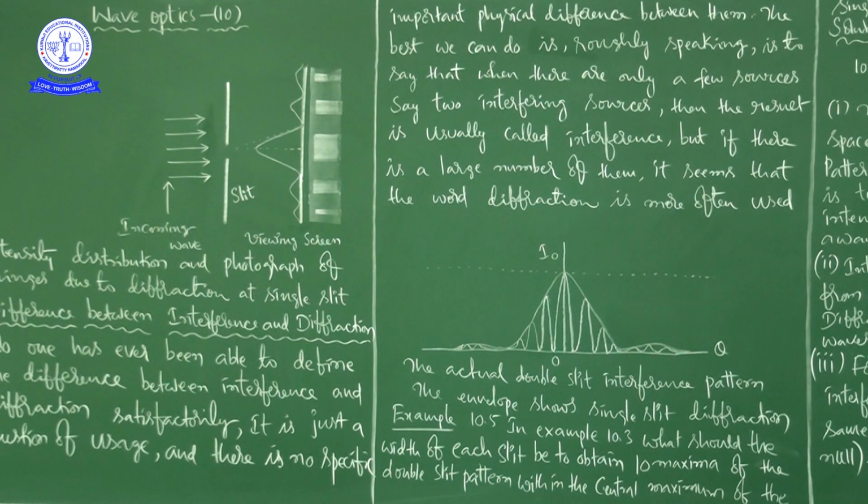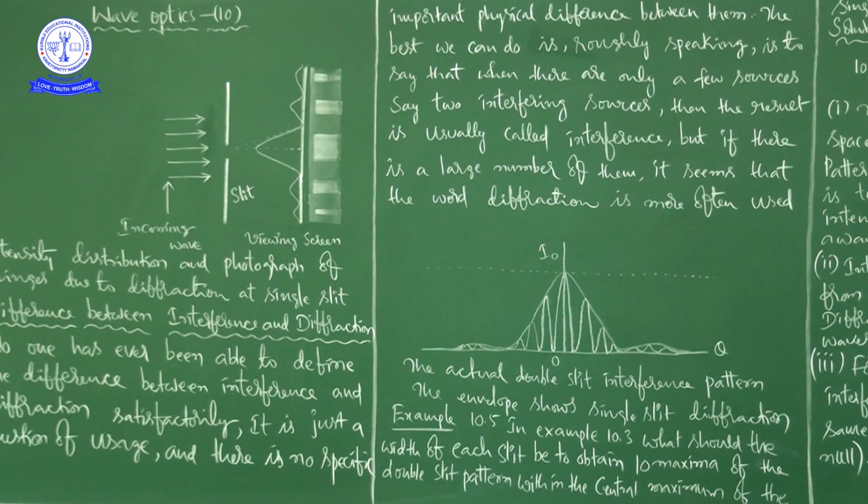That is theta is equal to n lambda by a. Next, theta is equal to n plus 1 by 2 into lambda by a. These two conditions are to observe the minimum intensity, or intensity falls to 0, whereas the second condition, theta is equal to n plus 1 by 2 into lambda by a, is the condition for maximum. So you can see the fringe with the maximum intensity.